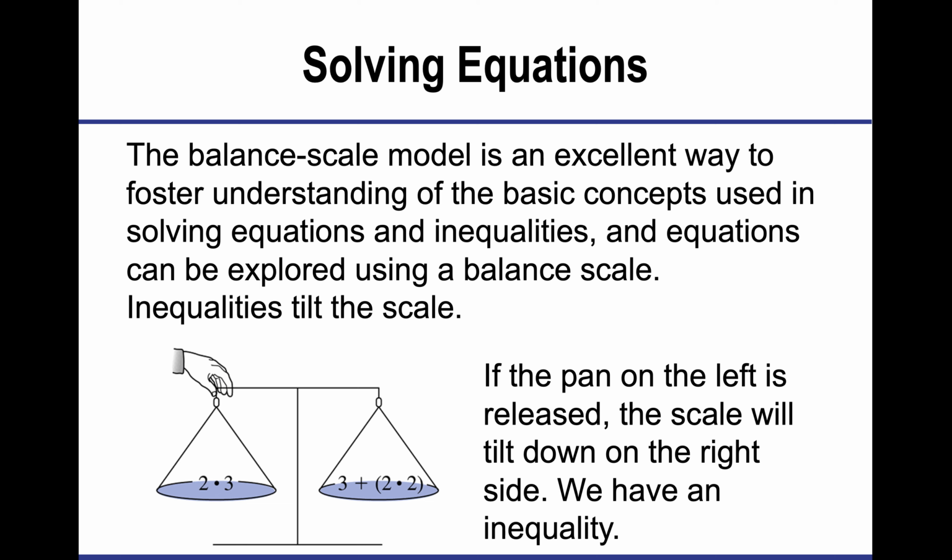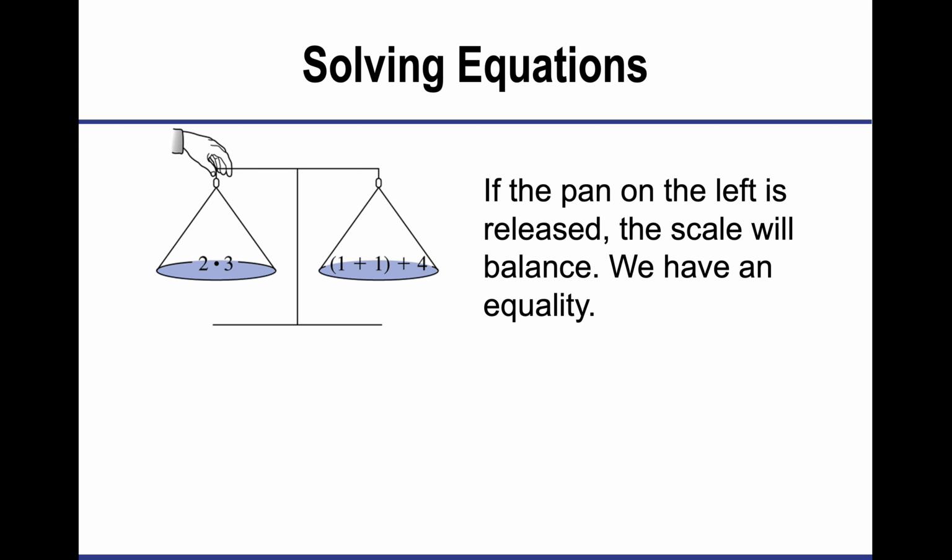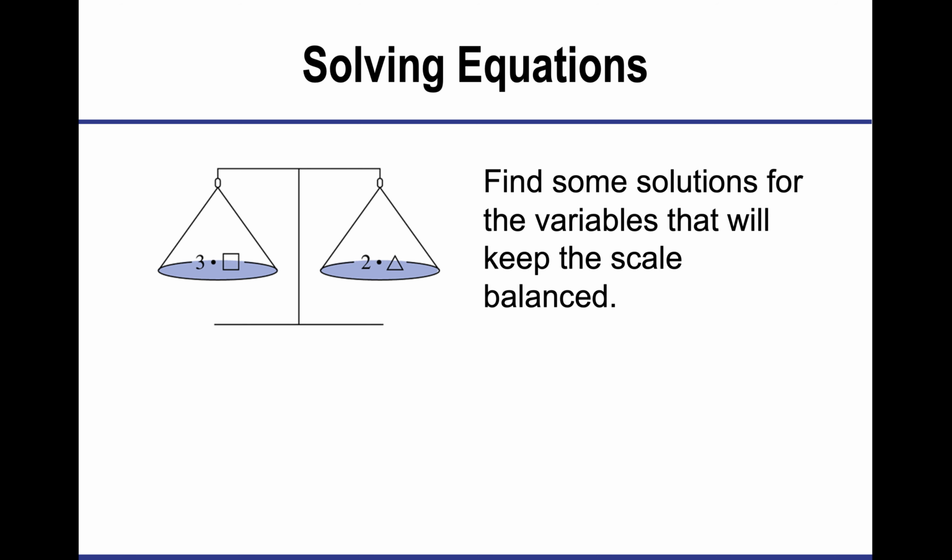So if I have 2 times 3, that's going to be 6, and then I have 2 times 2 is 4, plus 3 is 7. So if I look at that pan, the minute I let go of this, it's going to go down on the right-hand side because it's not an equal statement. Then, if I look at this example and I get 6 and 6, it's going to stay balanced. So the key that we're really trying to communicate to our students is, as long as we're doing the same thing on one side as we are to the other, it's going to maintain that balance.